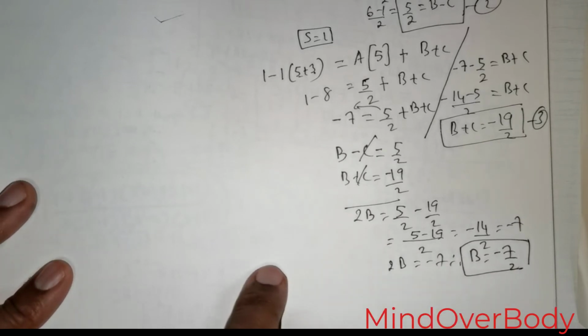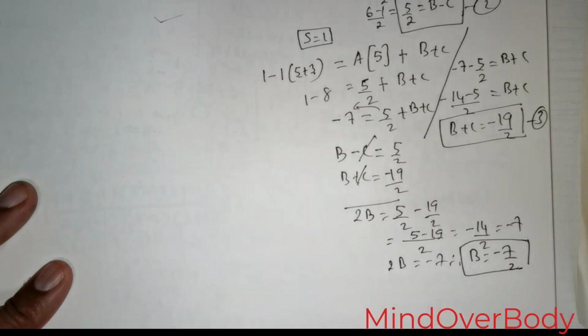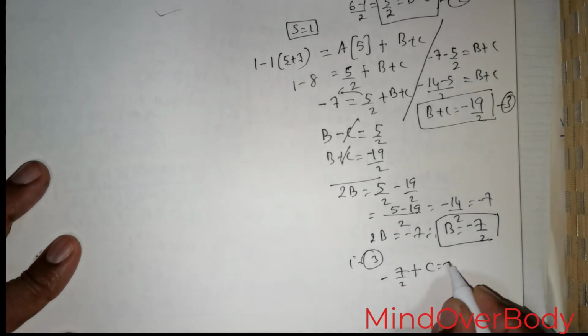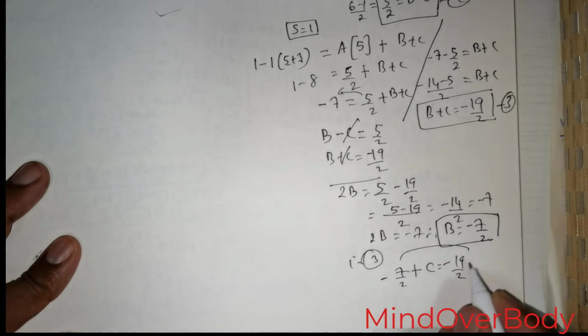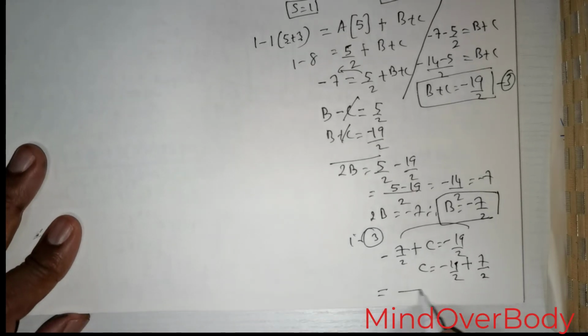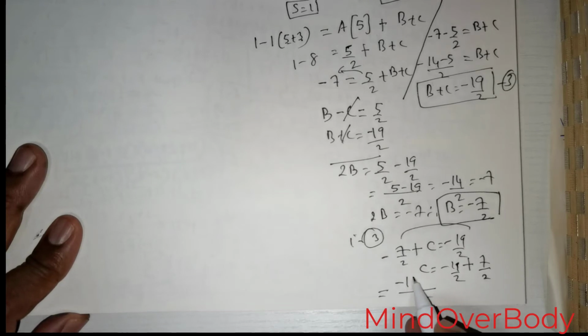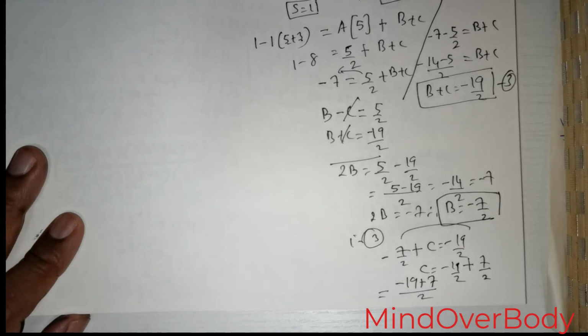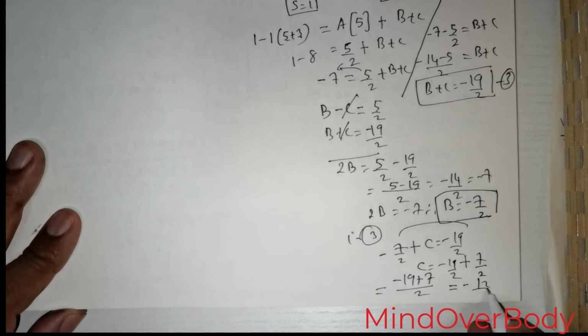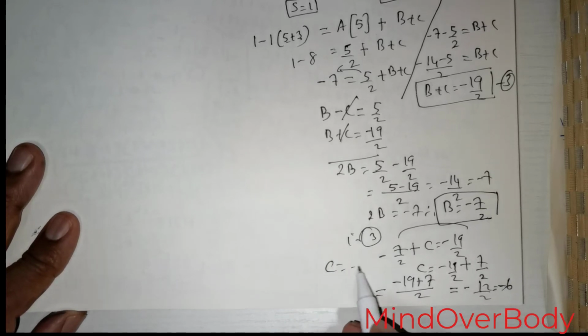I can substitute it in this or in this. So let me substitute it in 3. So negative 7 over 2, positive C is negative 19 over 2. So I move this to this side. So C is negative 19 over 2, positive 7 over 2. So I take the LCM. So negative 19 positive 7, that's going to give me negative 12. So negative 12 over 2 is going to give me negative 6. So my C is negative 6.